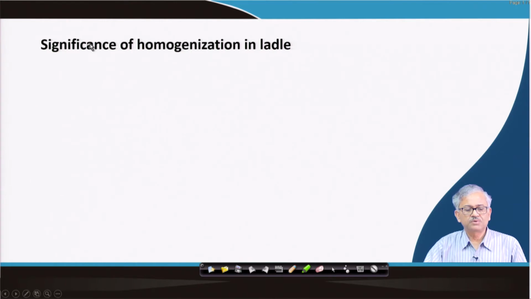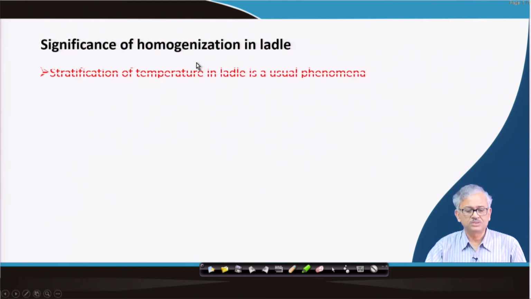Now here, first of all, the significance of homogenization in the ladle. Why is homogenization in the ladle important? Homogenization means basically thermal homogenization as well as compositional homogenization.